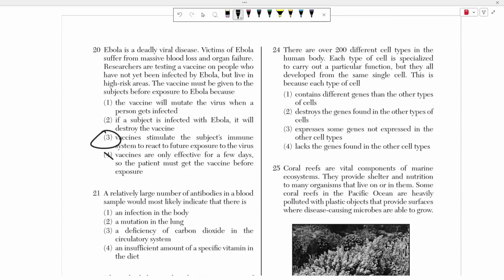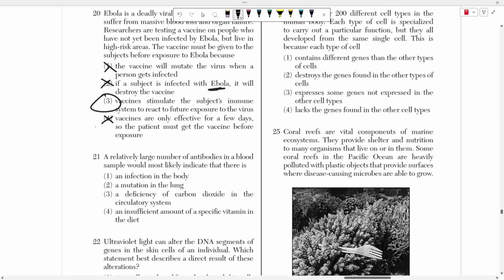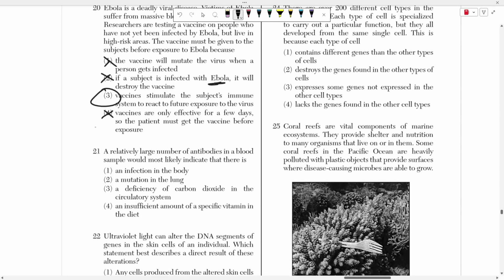Choice 4 is wrong because many vaccines are effective for a lifetime. Choice 2 is wrong because it doesn't destroy the vaccine. If you're exposed to a virus, your immune system will destroy the virus because the vaccine gave it the knowledge on how to do so. The virus does not destroy a vaccine. 1, the vaccine will mutate the virus. That's also false.